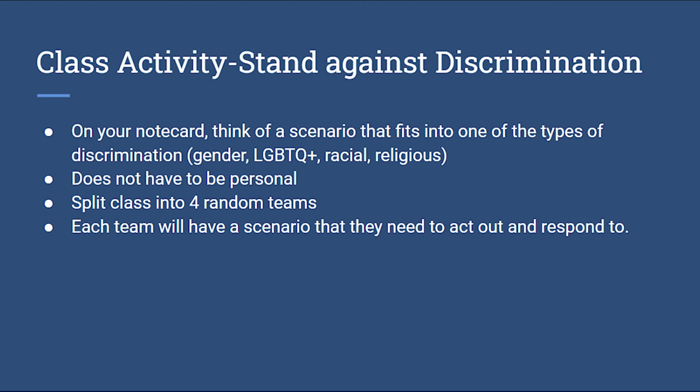So while my teammates are doing that, I am just going to split you guys up into 4 random teams. I'm just going to number you guys off 1 through 4. So the first team is going to be focusing on gender discrimination, the second one on LGBTQI+ discrimination, the third one on racial, and the fourth one on religious discrimination. And my teammates are going to sort the scenarios that you guys just thought of into those 4 different types, and then we're going to give them back to you guys.